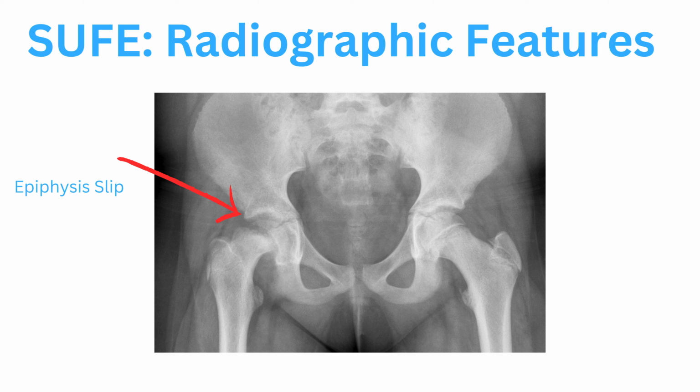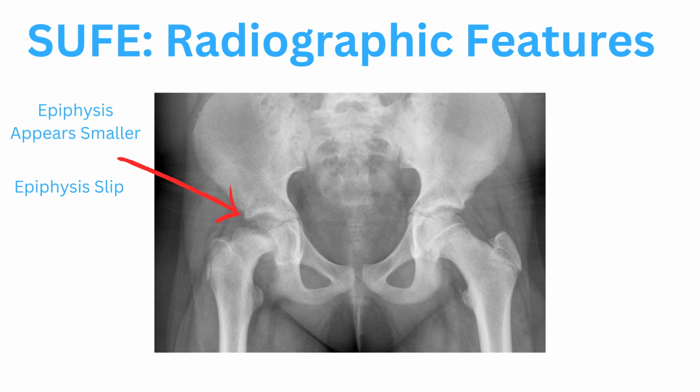However, for SUFE presentations that are a lot less obvious, we will need to use our radiographic indicators to assess for SUFE. We can see that the right hip epiphysis is noticeably smaller than that of the left hip. It is not actually smaller, but this is a projectional illusion due to the fact that the epiphysis has slipped out of place. This is our first indicator of SUFE.